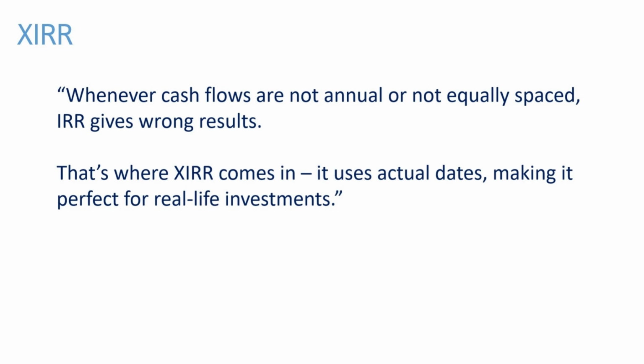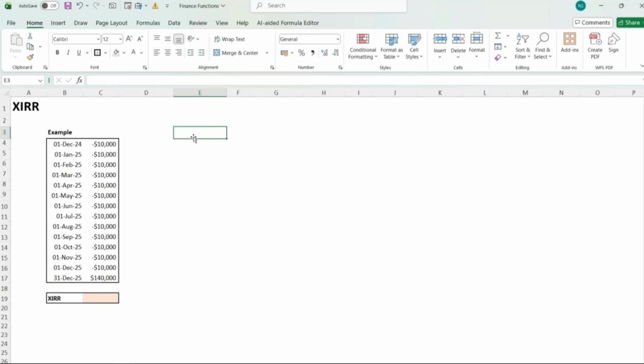In real life, cash flows are often irregular and do not occur at equal time intervals. In such cases, the IRR function does not give accurate results. XIRR solves this problem by using the actual dates of cash flows, making it much more accurate for real world investment. Let us look at an example on how we can use the XIRR function.